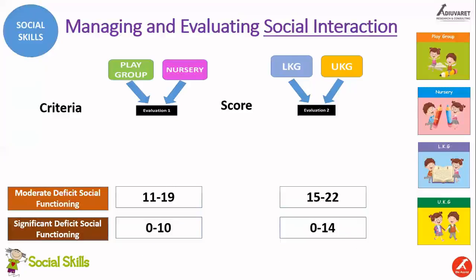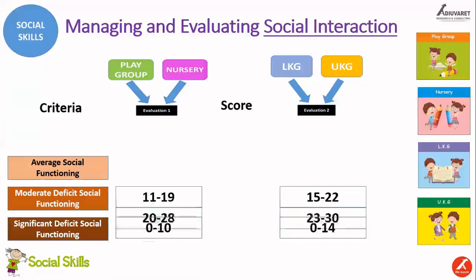If the score is between 11 and 19 for the pre-KG group and between 15 and 22 for the KG group, that shows the skills related to social interaction are moderate, or the child is moderately deficient, as well as in social functioning. In this case also, it is not very bad, but it requires significant efforts from the teachers to build up those skills in the child.